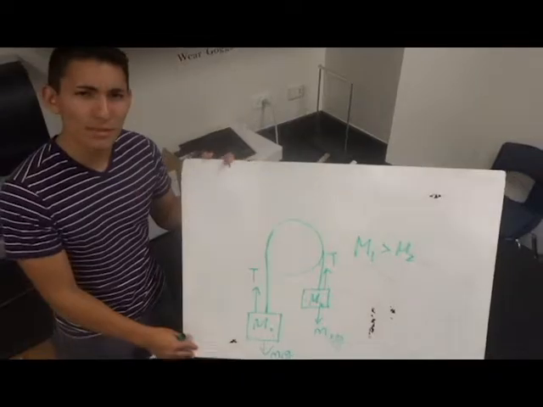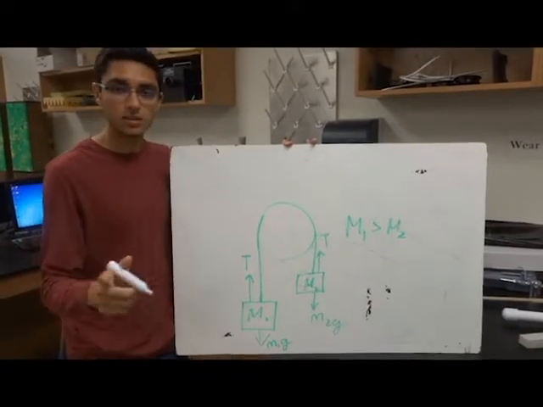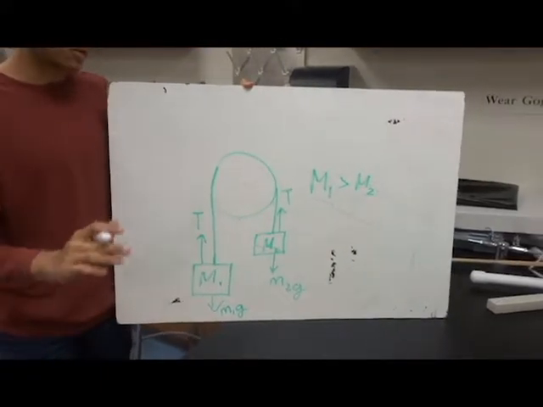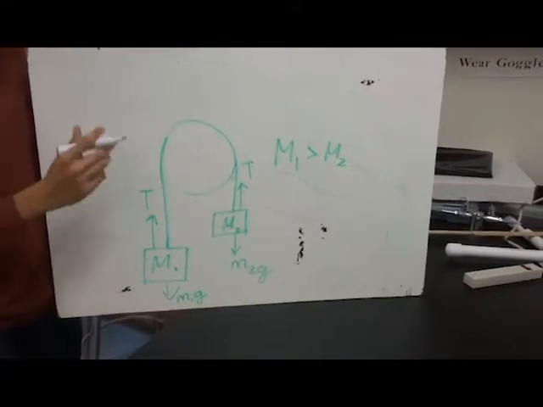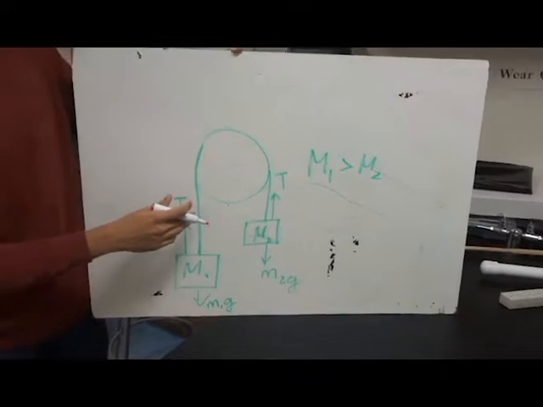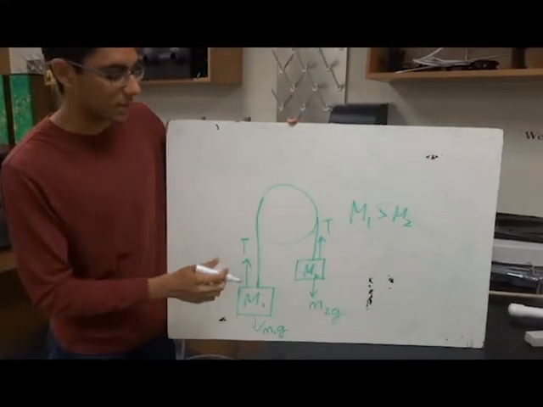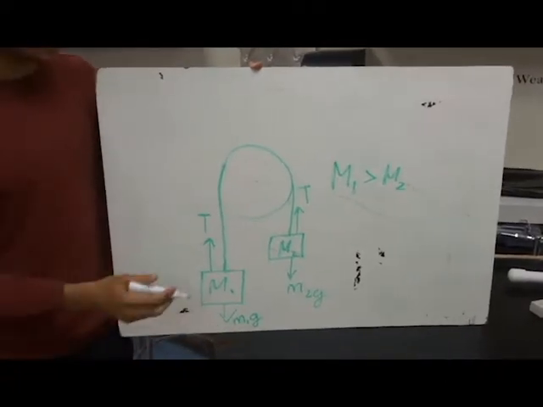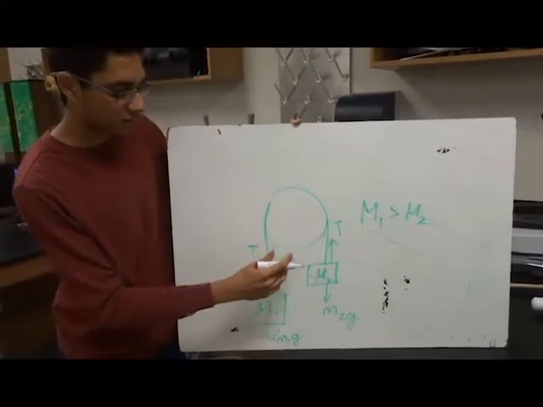So is the tension the same? Yes, David, you're absolutely correct. The tensions are equal. However, it is only in this specific situation where the string is massless and frictionless and the pulley is massless. Therefore, the pulley has no moment of inertia and the tensions are equal.